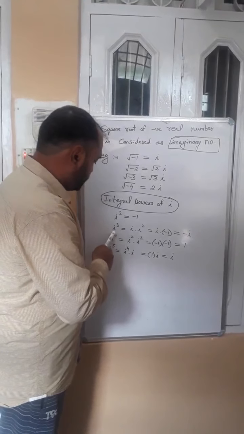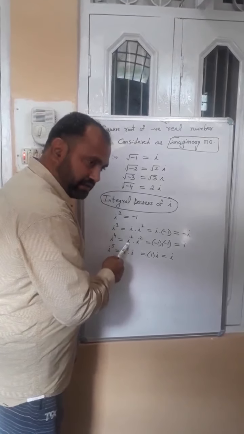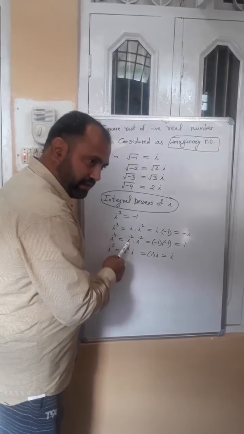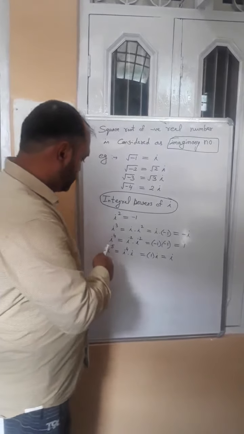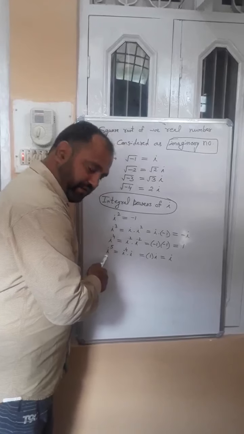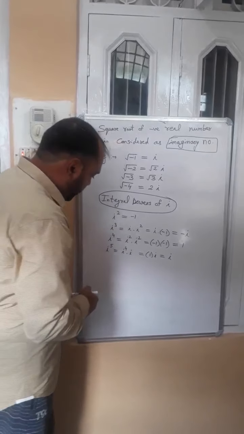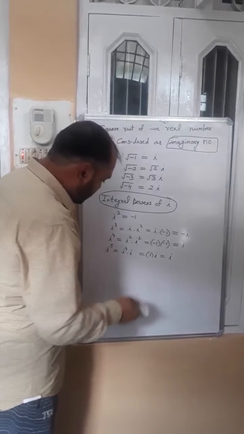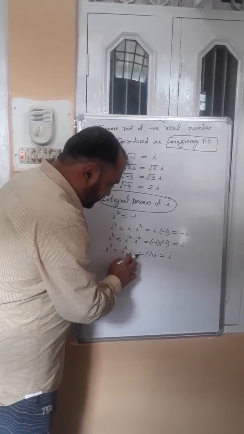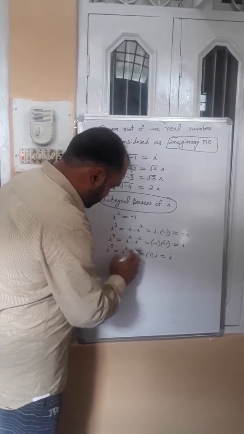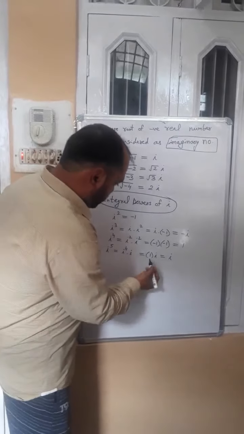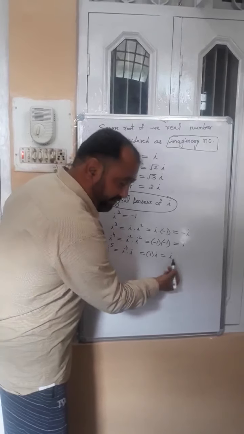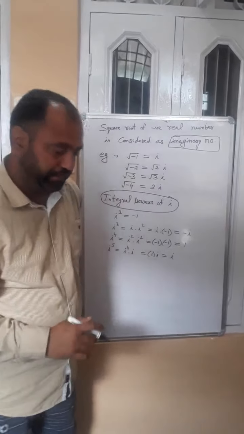Similarly, iota raised to the power 4 is equal to iota square into iota square. It is equal to minus 1 into minus 1, which is equal to 1, right? So iota raised to the power 5 is equal to iota raised to the power 4 into iota. It is equal to 1 into iota, because the value of iota raised to the power 4 is 1. So iota raised to the power 5 is equal to iota.